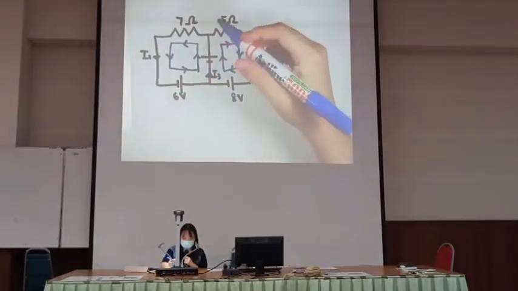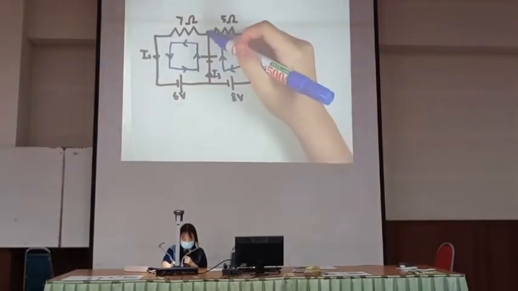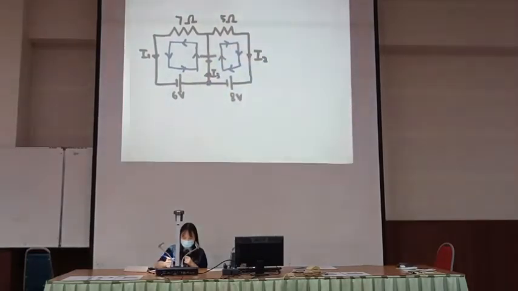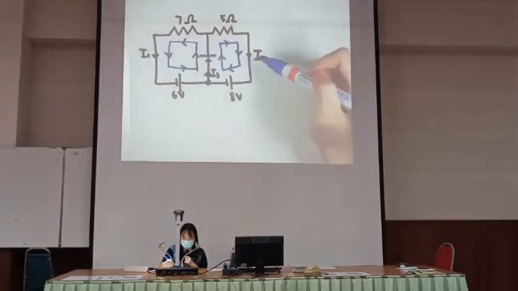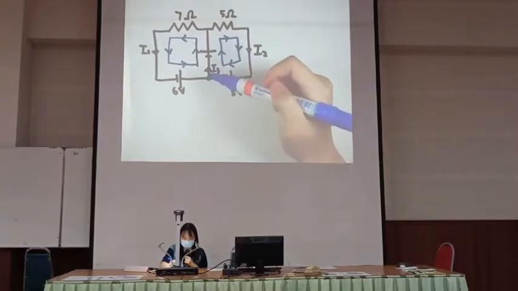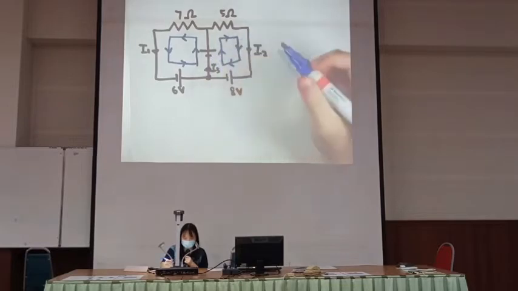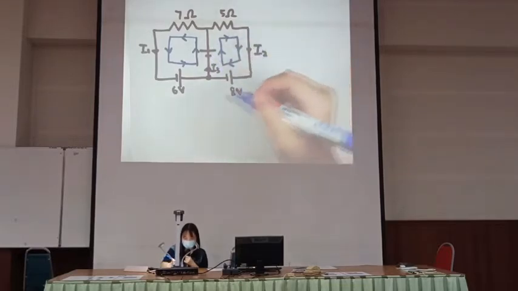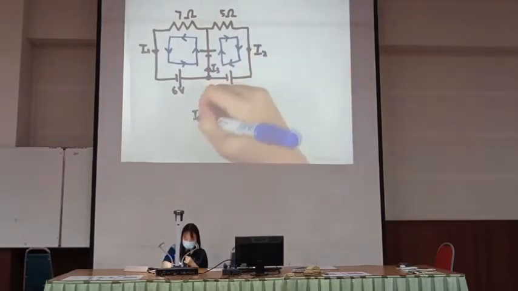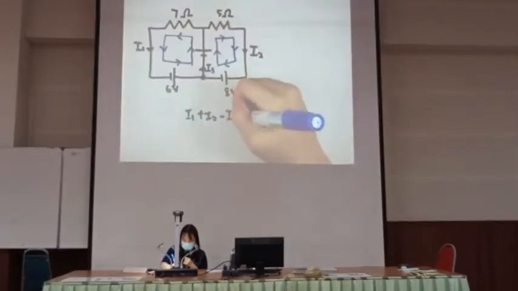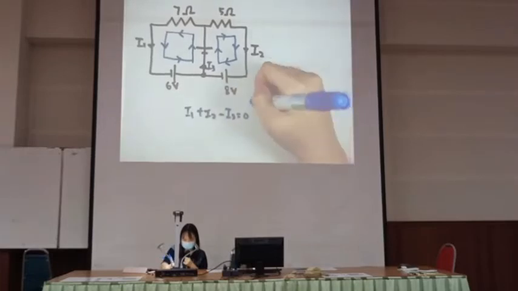and then we just choose one of the nodes. From this node, we can see I1 and I2 are entering this node, but I3 is exiting from this node. So we can write our first equation, which is I1 plus I2 minus I3 equal to 0.